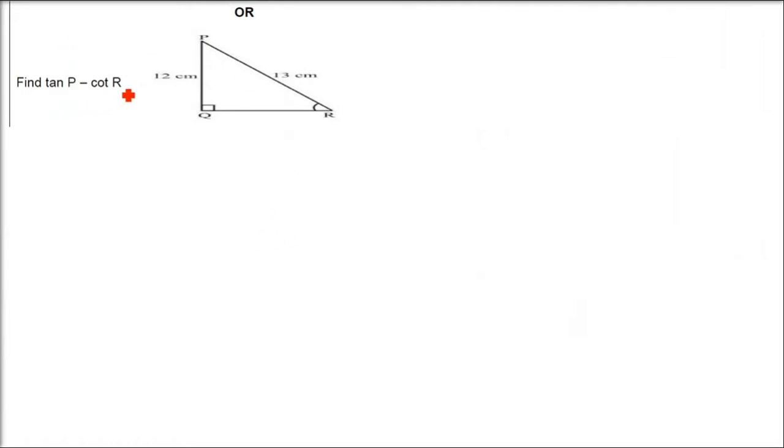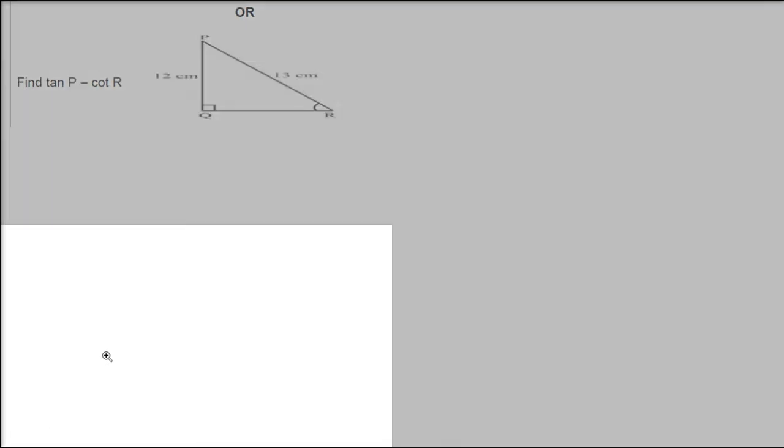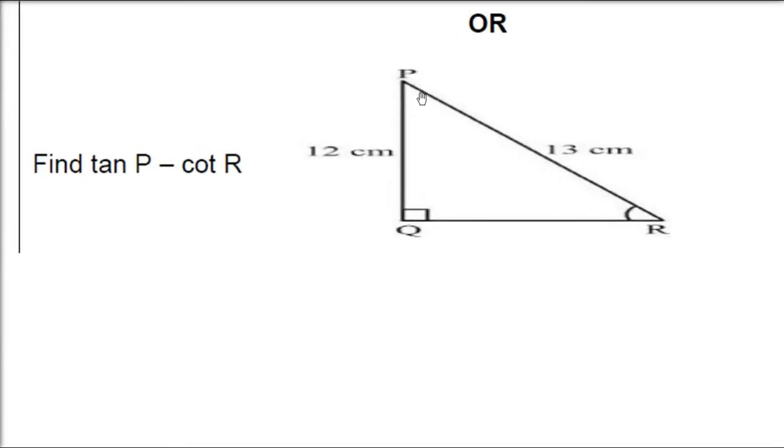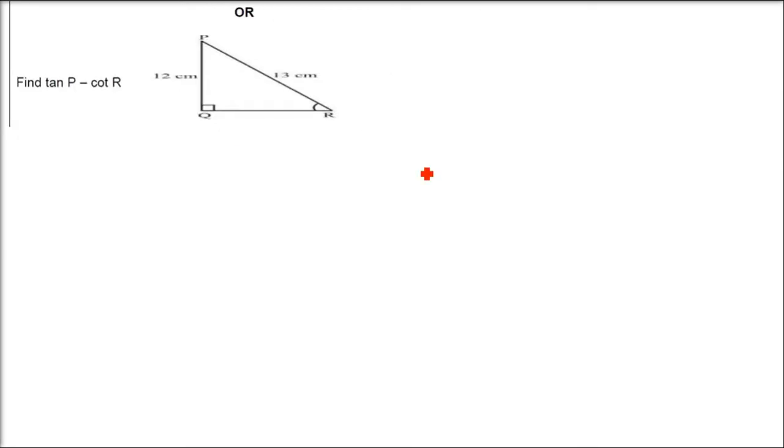Now tan P minus cot R. There is only one trick here, that the angles are changing. So when we take tan P, perpendicular will be QR and base will be PQ. When you take angle R, perpendicular will be PQ and base will be QR. Let us say cot R first.